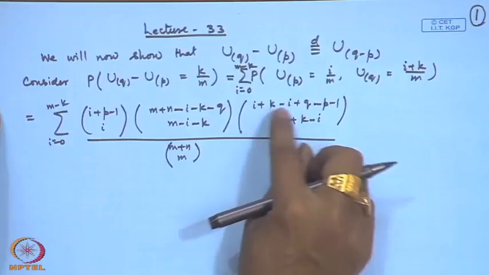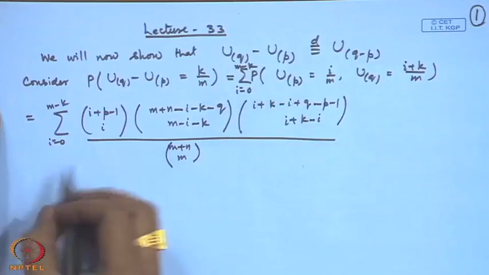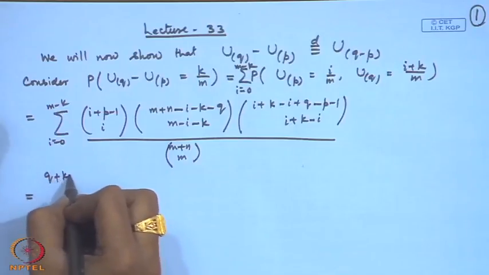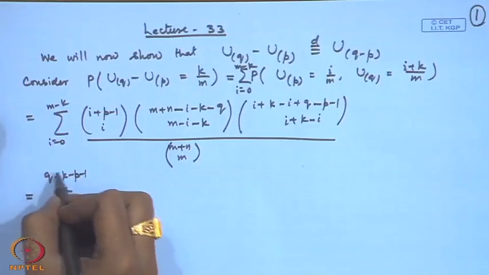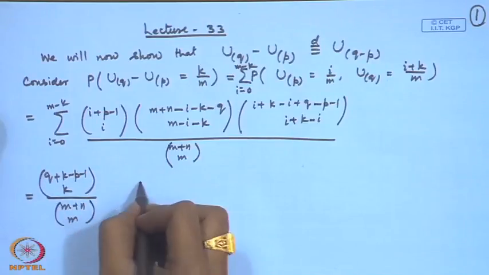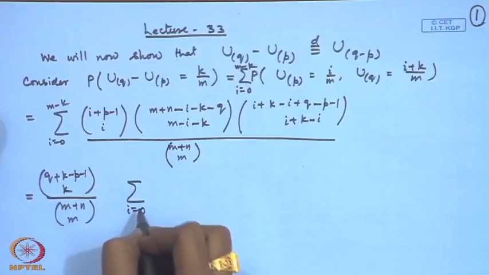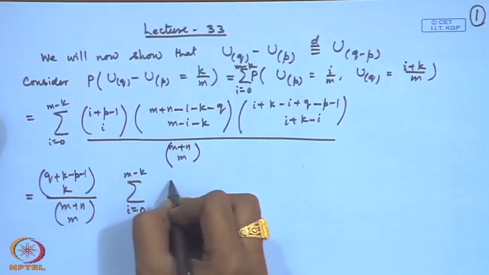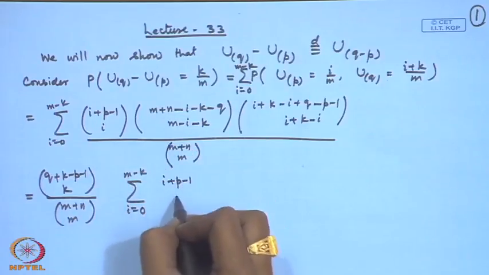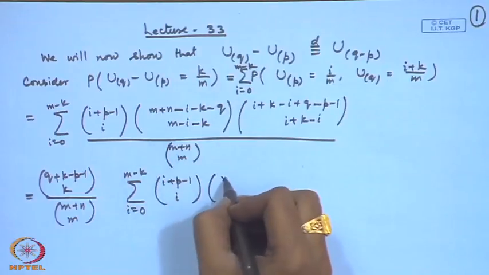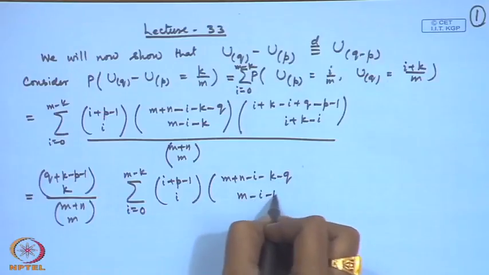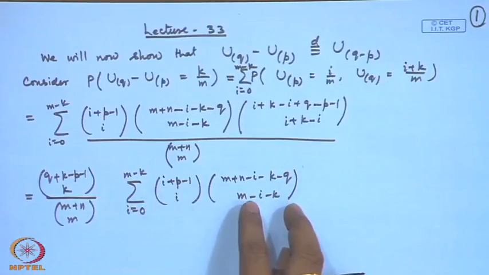So, this term you can see becomes free from I. So, we can take it out. So, that is becoming q plus k minus p minus 1 c k divided by m plus n c m. So, this second one, this is I plus p minus 1 c I, then this is m plus n minus I minus k minus q c m minus I minus k. On this we apply this formula.